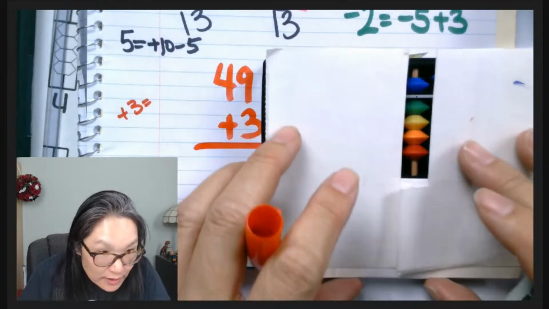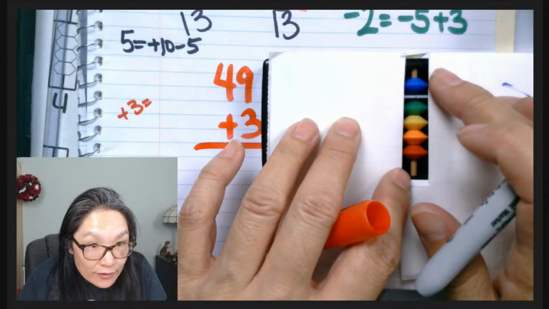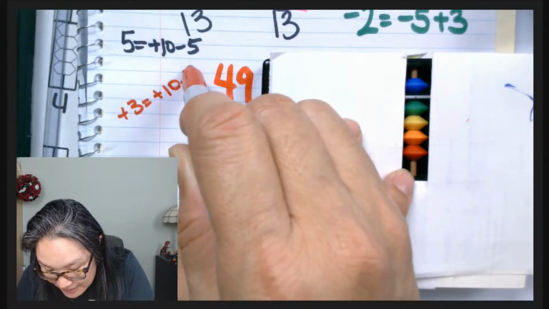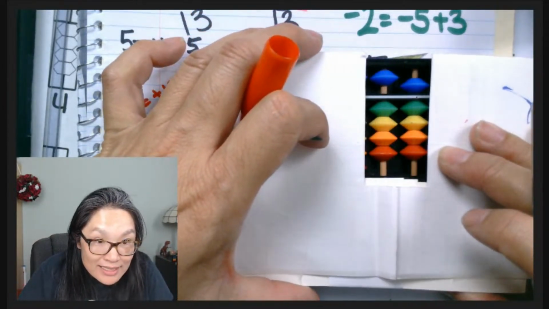Here's a question. Can I add the 5? No, I cannot add the 5. So I cannot use a 5. I need to plus the 10 minus the 7. That's what I need to do. So what's going to happen is I need to plus the 10.